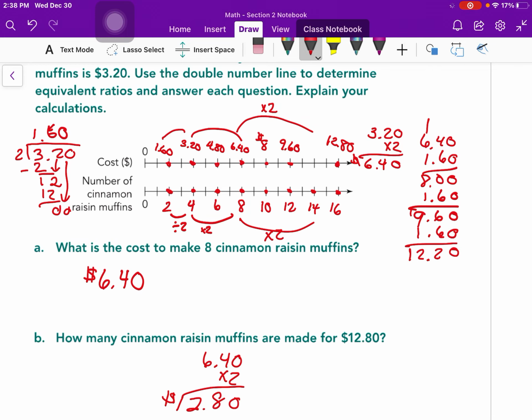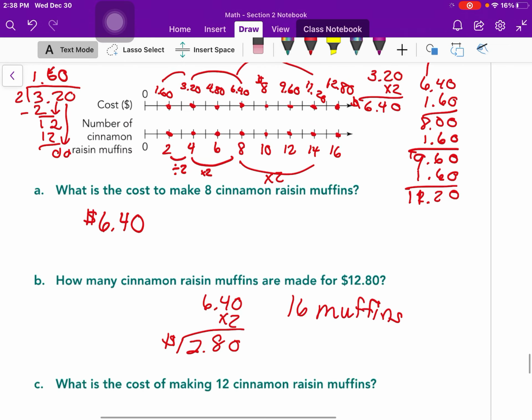What? 640. $8. That'd be $9.60 plus $1.60. Oh, this is $11.20. Sorry. Teachers make mistakes too. $11.20. Okay, so for how many cinnamon raisin muffins are made for $12.80? We can get 16 muffins.